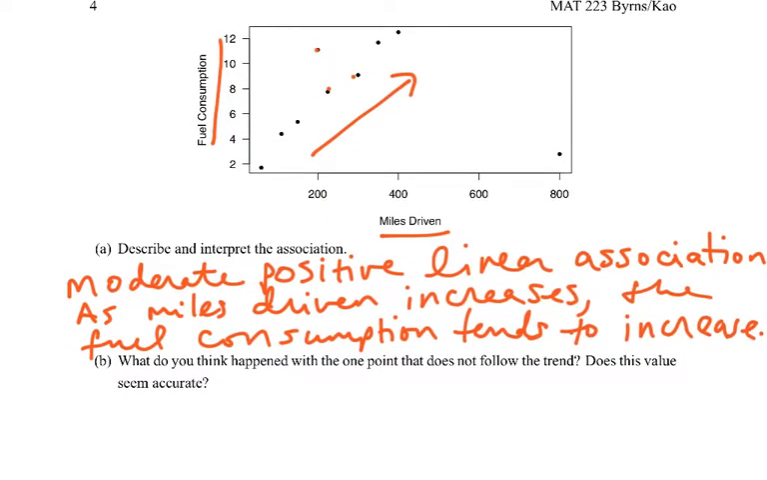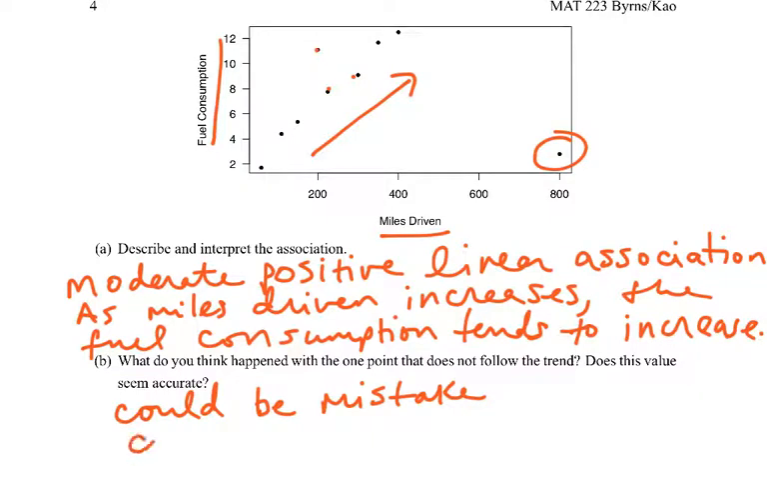What do you think happened with the one point that does not follow the trend? Does it seem accurate? So they're talking about this point over here. Does it seem reasonable that we drove 800 miles on two gallons of gas? How could we account for this? It could be that it was a mistake. Could be somebody typed the data in wrong. Somebody pointed out it could be an electric vehicle. So that's a possibility as well. But you can see that it doesn't follow the rest of the trend, so we need to address that in some way and give some explanation for it as the researcher.